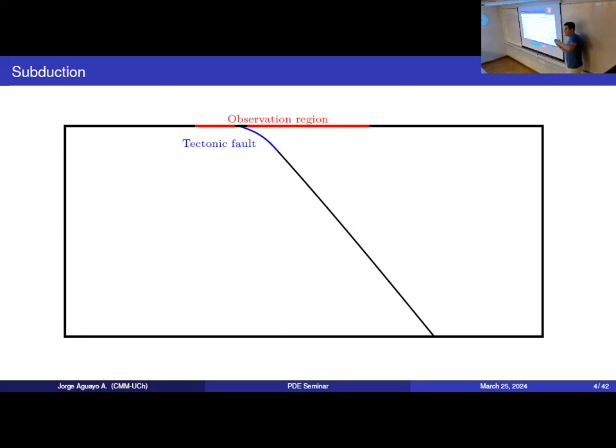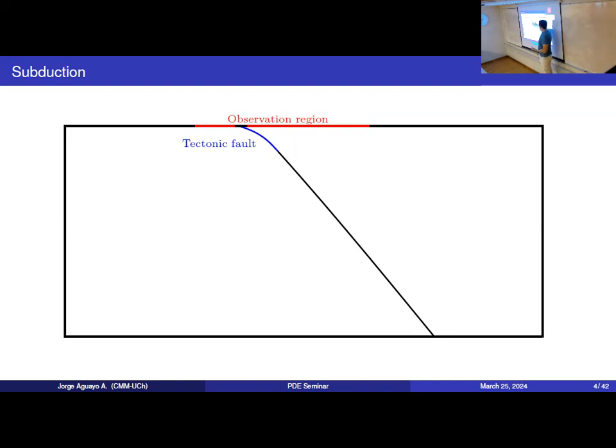So one plate is moving, diving under the other plate. In that movement, named subduction, we could have very critical earthquakes. For example, the biggest earthquake in terms of magnitude was recorded in Chile in 1960, devastating almost the entire city, with very critical problems in the city.